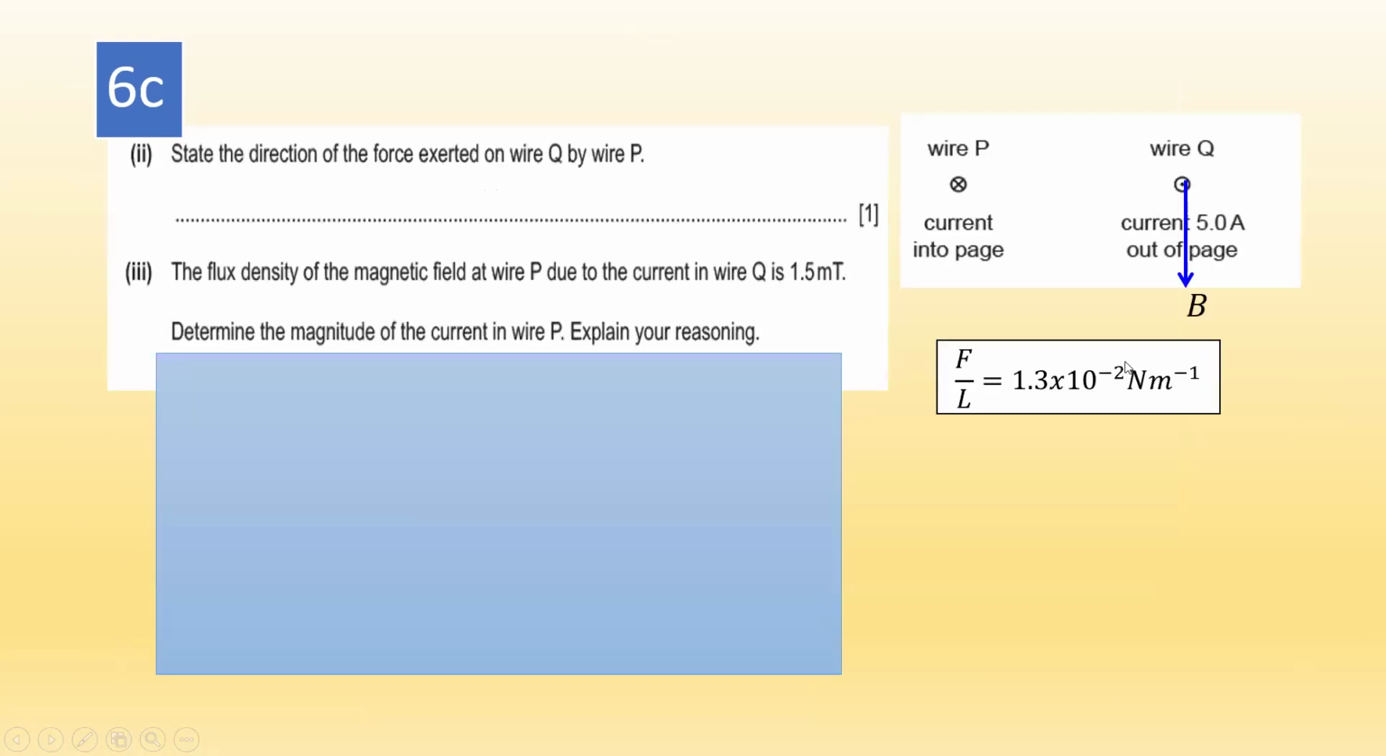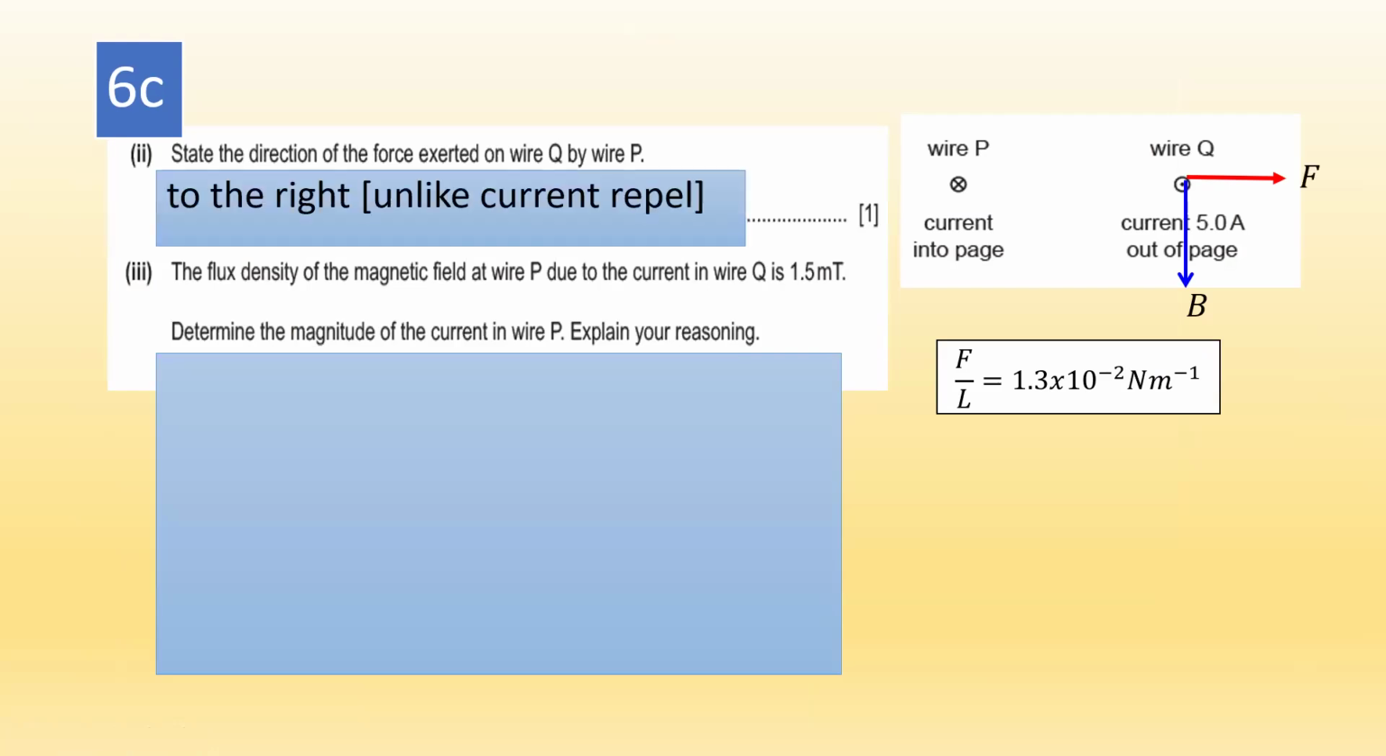State the direction of the force exerted on wire Q by wire P. To the right, because unlike currents repel.